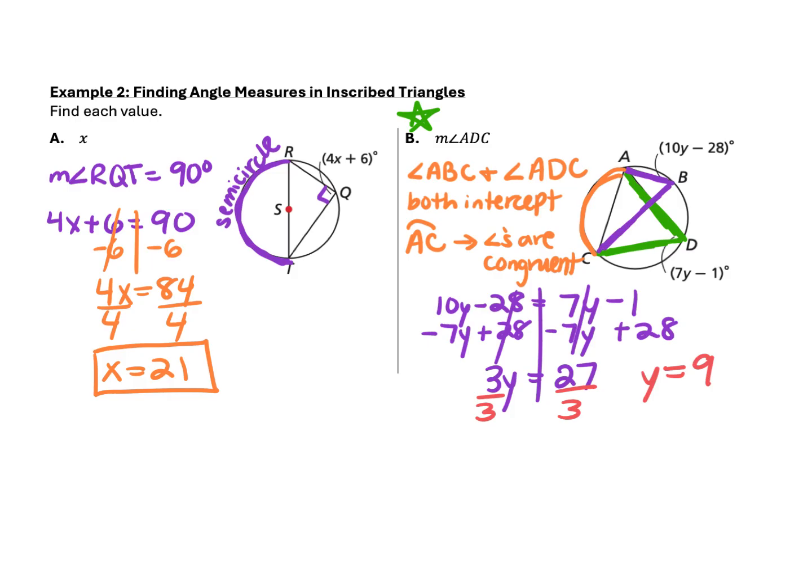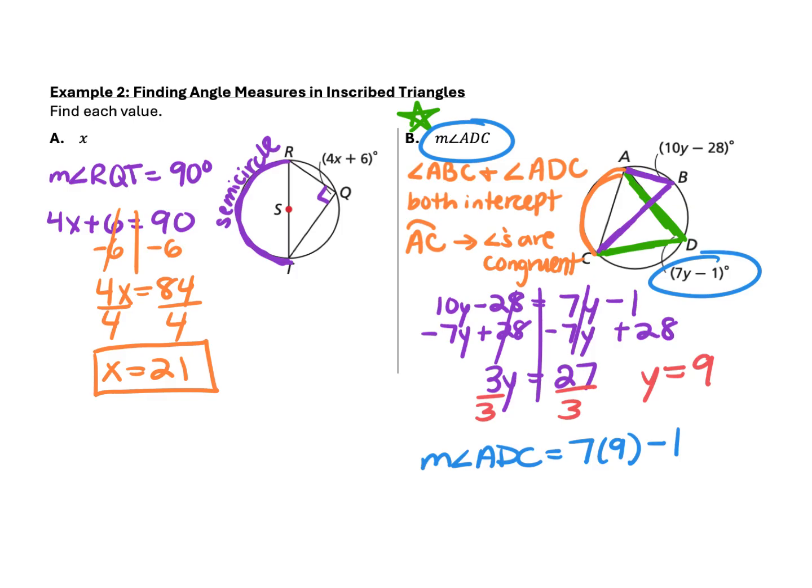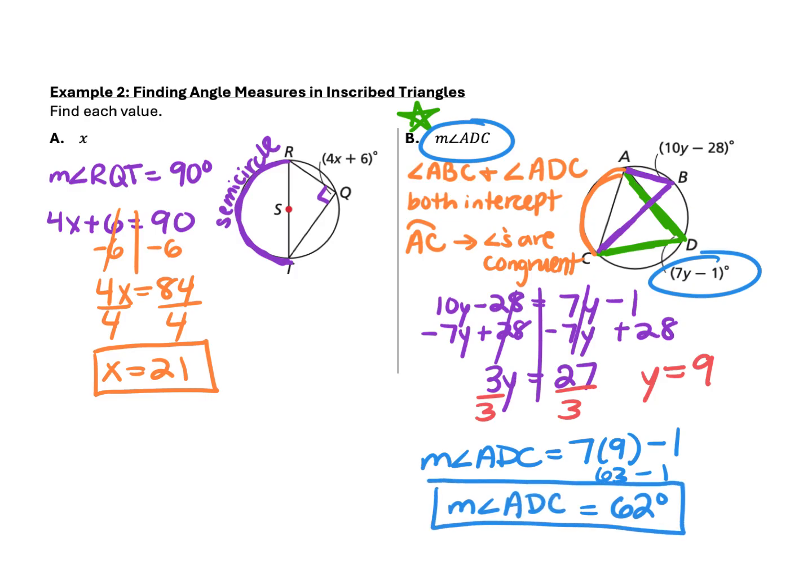The question, though, doesn't ask us to find y. It asks us to find the measure of angle ADC. Now that we know y, to get the measure of angle ADC, we can just plug it in. So 7 times 9 minus 1, 63 minus 1 would be 62 degrees. Therefore, to answer the question, the measure of angle ADC is 62 degrees.